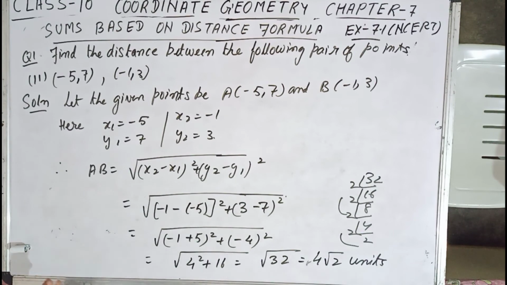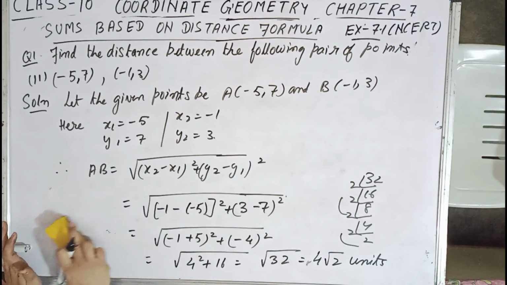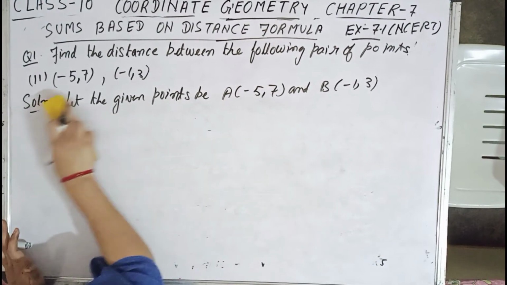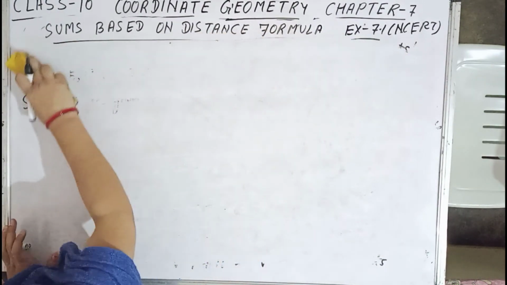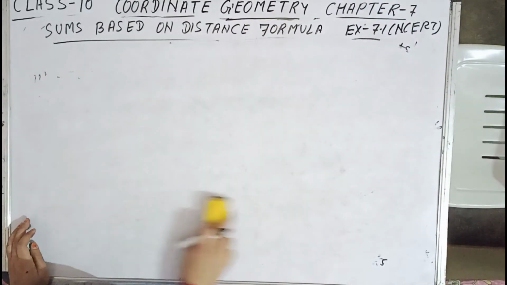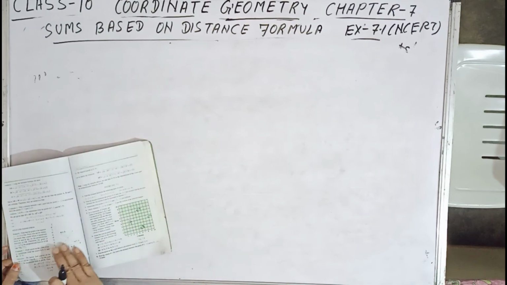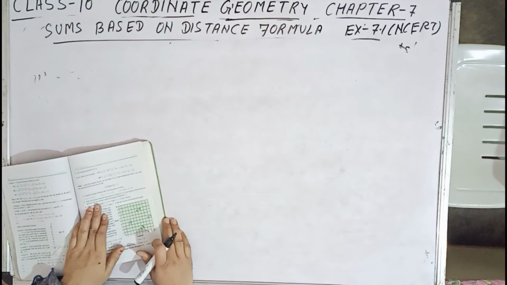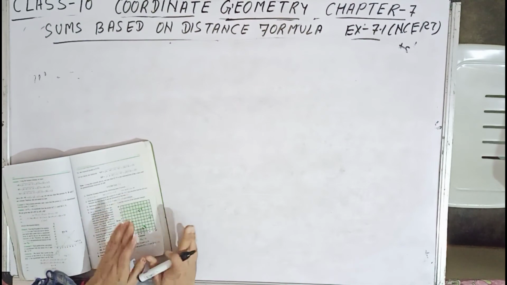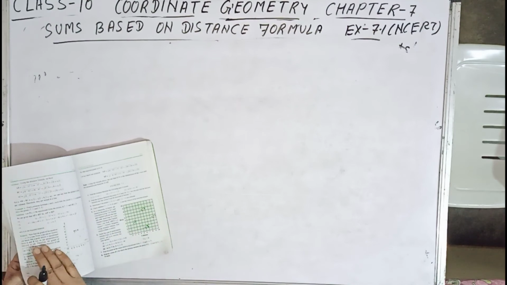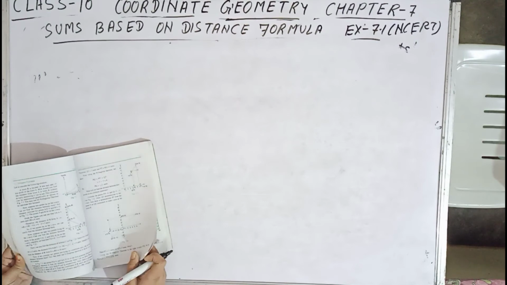Now let us move to question number 2. So it was a very easy question. Question number 2 says: find the distance between the points. Two points are given. Now can you find the distance between the two towns A and B discussed in section 7.2?